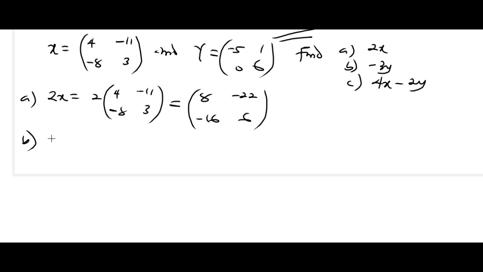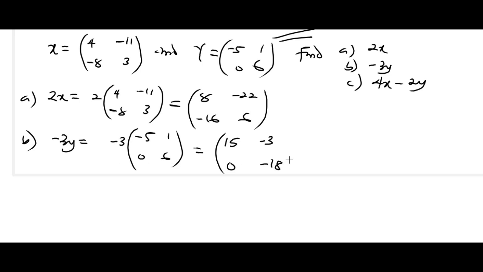Then we have B, -3Y. Alright, that will be -3 into matrix Y, -5, 1, 0, 6. So you multiply the whole element by -3. So we have -3 times -5, that is 15. -3 times 1, that is -3. -3 times 0, that is 0. -3 times 6, that is -18. And this is the answer to option B.